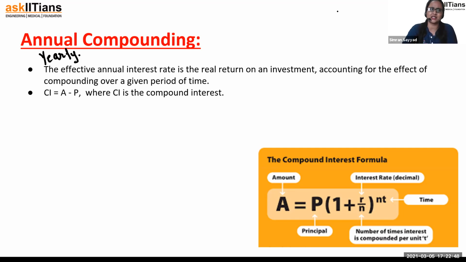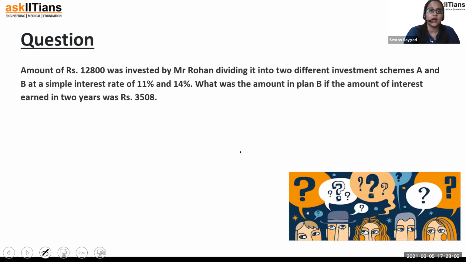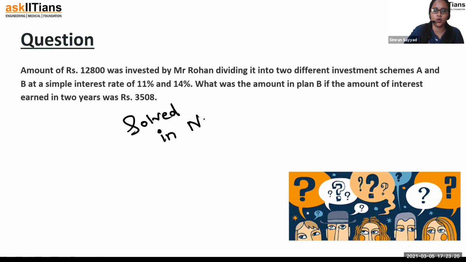This is a bit similar to the compound interest formula. Compound interest is equal to A minus P, and for A, which formula did we use? A is equal to P into bracket 1 plus R upon 100, raised to n. This formula we are going to use, but later on I'll tell you where we are going to use it. So let's quickly solve this example. I guess we solved this example in the last class, if you can remember. I'll say that we solved this in note 3.